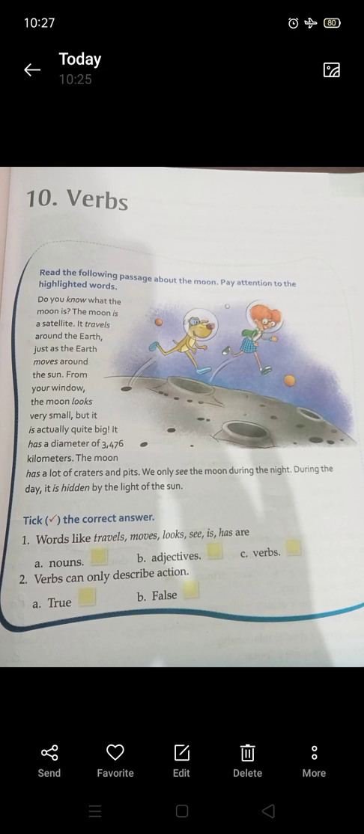Verbs. We have already learned verbs in the previous class, in class 3, 2, and even from class 1. I hope most of you already know the meaning of verbs, but in this chapter we are going to learn again. So I want you to learn and listen very carefully from the beginning, okay?